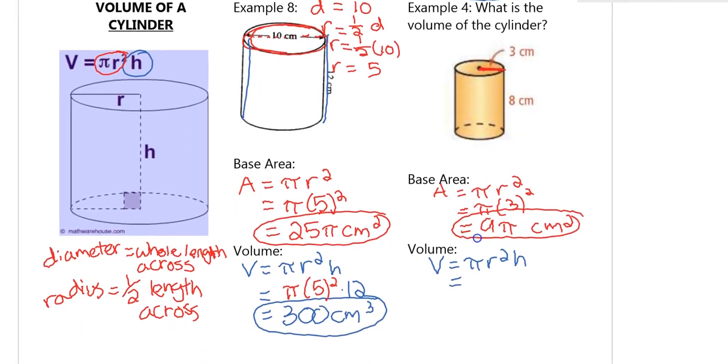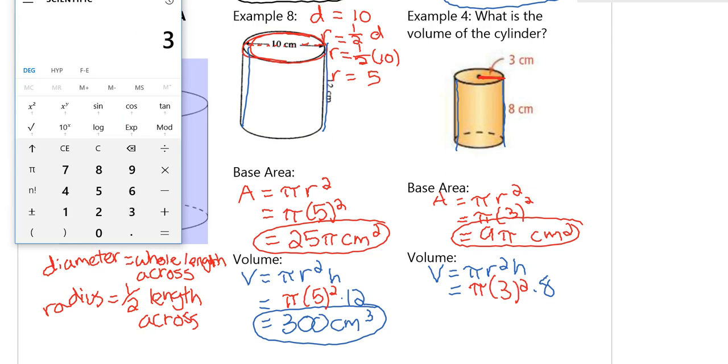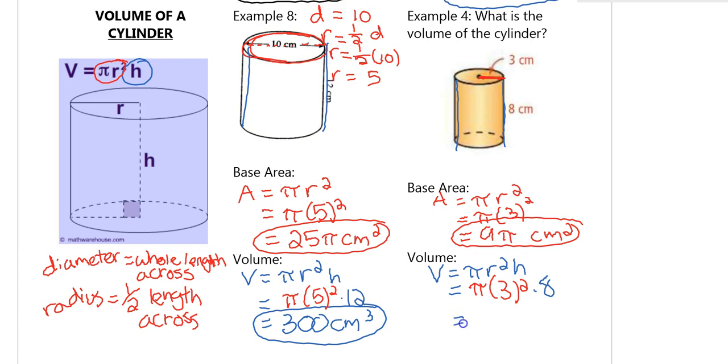I'll make it a little smaller so we can fit it all in. That pi r squared is exactly what we just did up here. It's pi times 3 squared, then times our height, which is 8. It's what connects the circles. And if I just type that in the calculator, I have 3 squared times 8, I get 72. Now this is centimeters cubed.